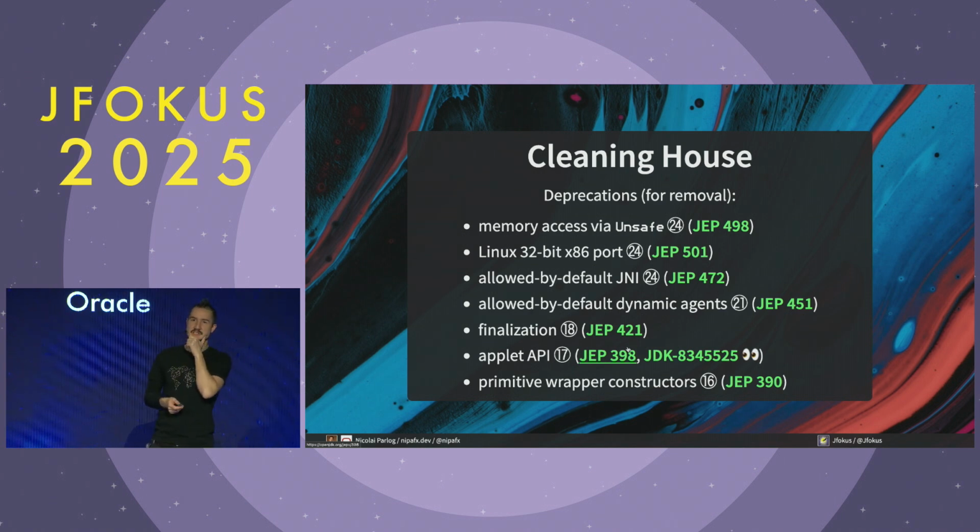was estimated by the GC team to cost like 1 to 1.5% overhead for the GC, because they need to keep track of all the objects that are going to be finalized at some point. So that's good that that goes away. Primitive wrapper constructors at the very bottom are probably going away, not sure yet, due to Valhalla.